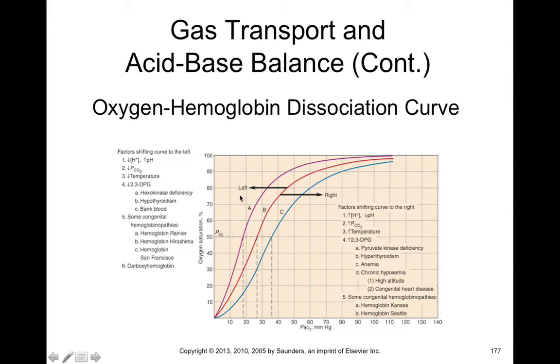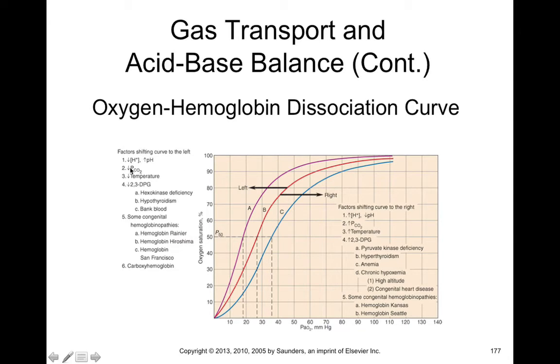Well, if we look at left shift factors over here, some factors that can lead to a shift to the left could be decreasing hydrogen ion concentration, so making your blood pH less acidic, which would be an increase in pH. So if your blood pH becomes less acidic or more basic, like if you go from 7.35 to 7.5, that could induce a left shift.